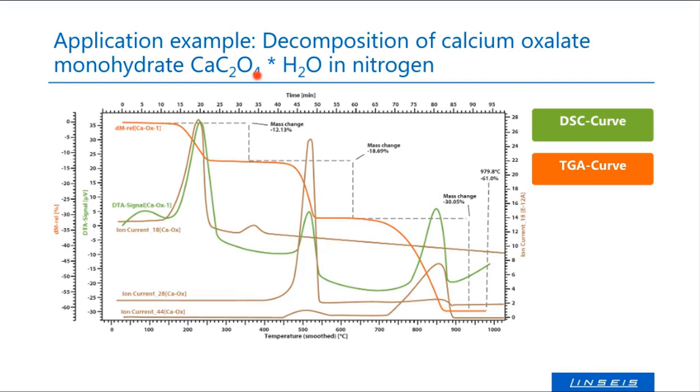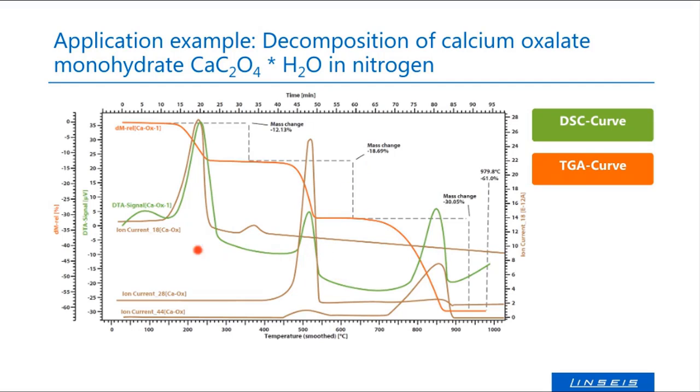Calcium oxalate decomposes with the exothermic, so the second peak can be in the other direction if you decompose it in air. Depending if it's air or not, this peak is endothermic or exothermic. And this is very often and very frequently used to show if the instrument is working as it should.